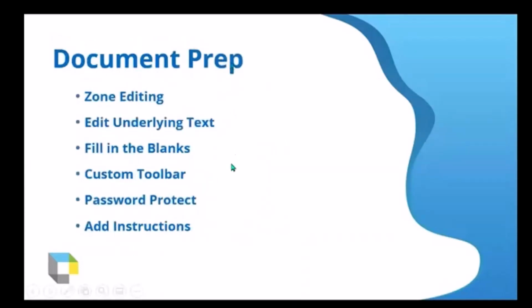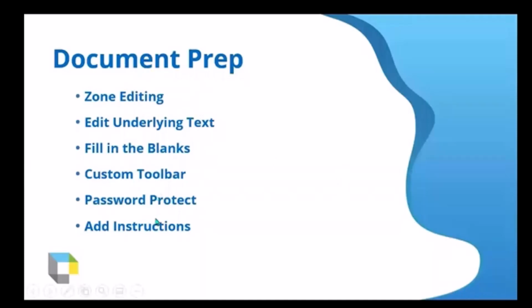You can prep the document as well. Zone editing is an important thing to make sure it's going to read well for you. Edit underlying text. If you've got a chemistry or biology document, something that's got some really funky wordage, you want to make sure that it reads it well, or maybe the document you got wasn't super clear. I'll show you fill in the blanks. If you have a fill in the blank test, we have a great way of quickly adding the text boxes.